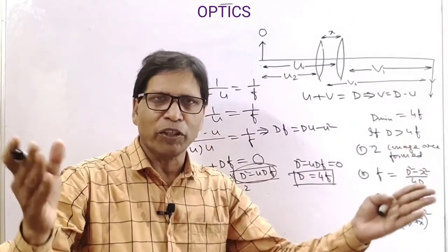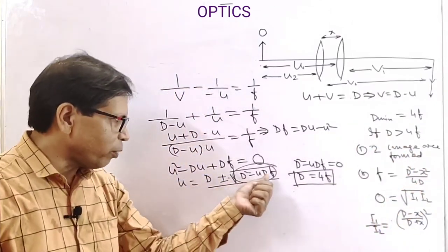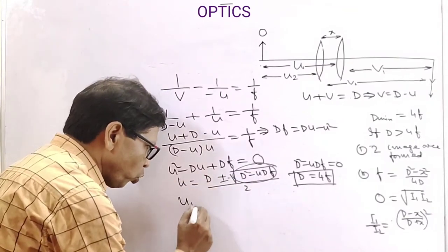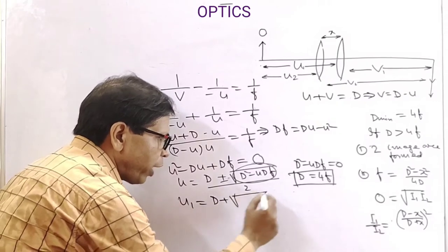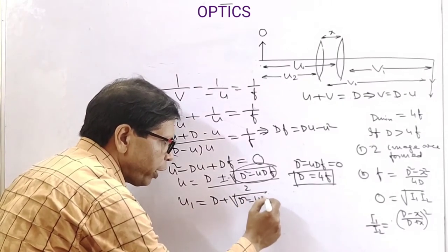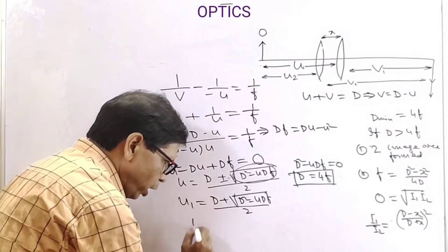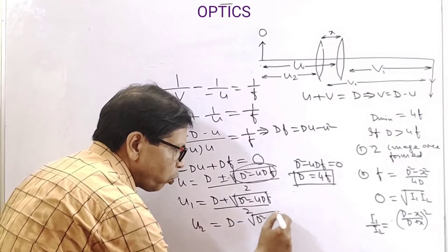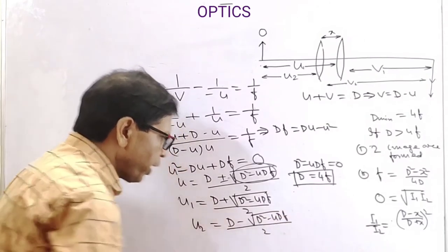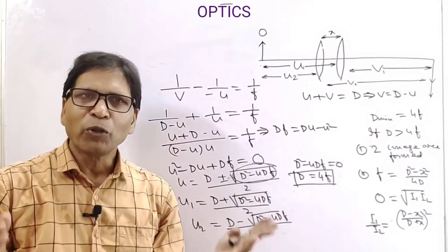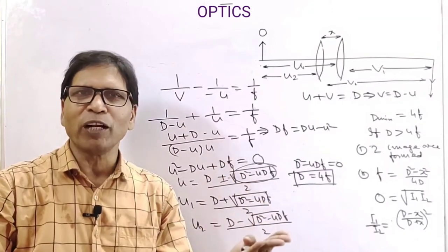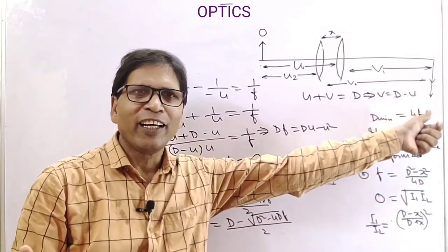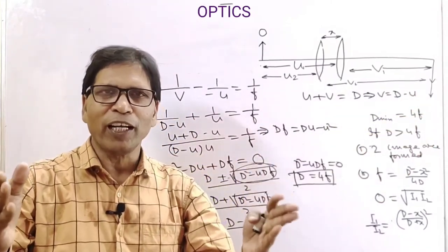Look at this, when d is greater than 4f, we get two real values of u. Suppose u1 equals d plus root under of d square minus 4df, divided by 2, and u2 equals d minus root under of d square minus 4df, divided by 2. As u has two real values, v also has two real values, therefore two real images are produced on the screen for the two different positions of the lens.